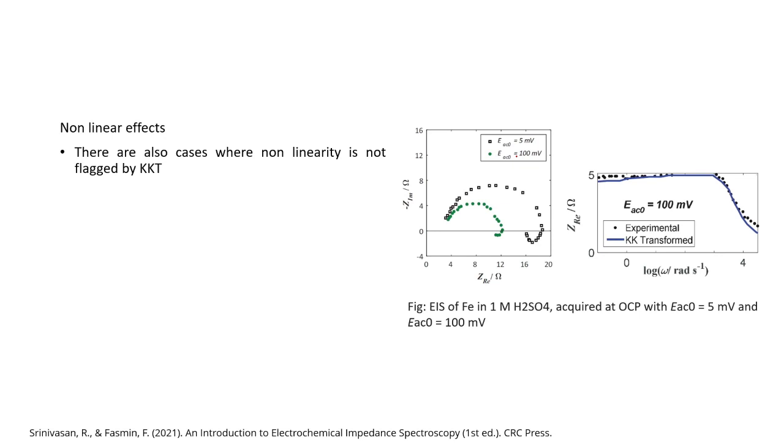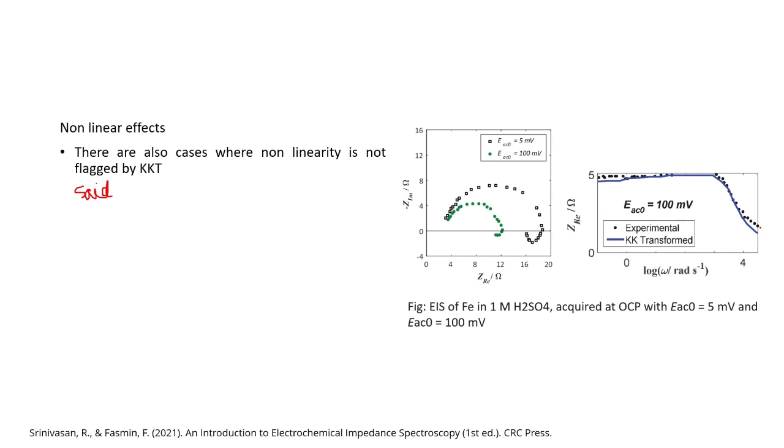Can KKT be used to say that the system is linear? I can rewrite it saying there are also cases when non-linearity is not shown by KKT. In simple words, can it say it is linear or not? Same meaning. Here you can see clearly, when I did impedance at different amplitude perturbation, I am getting a different curve. But when I am plotting it, it is more or less the same. So the author is taking it as KKT compliant.